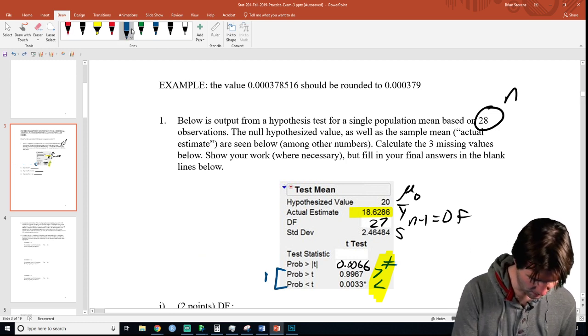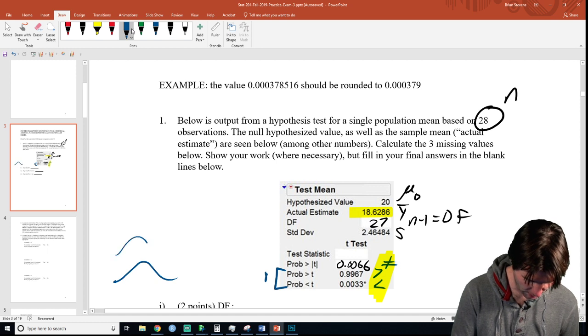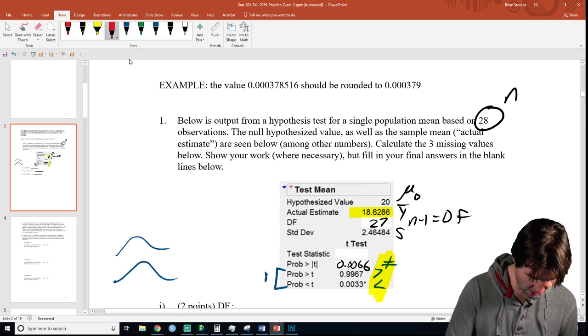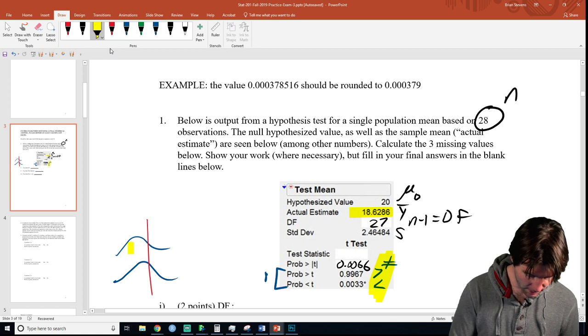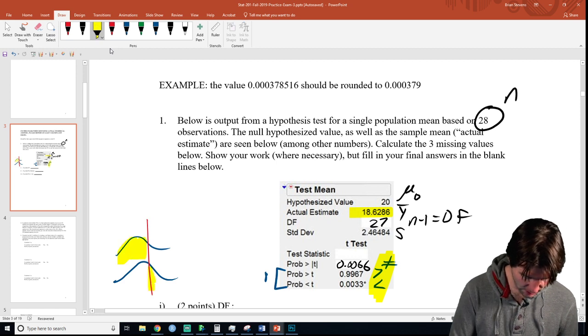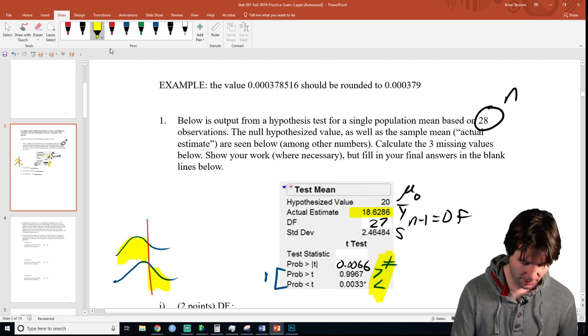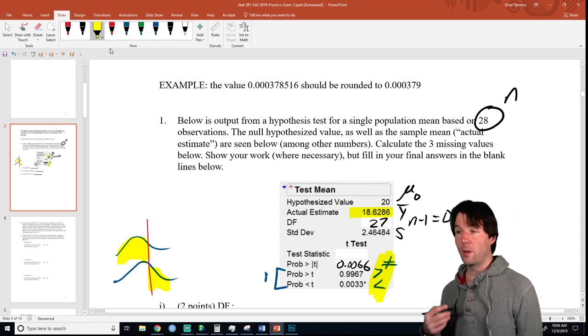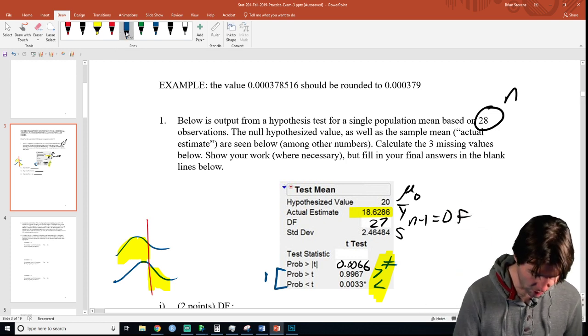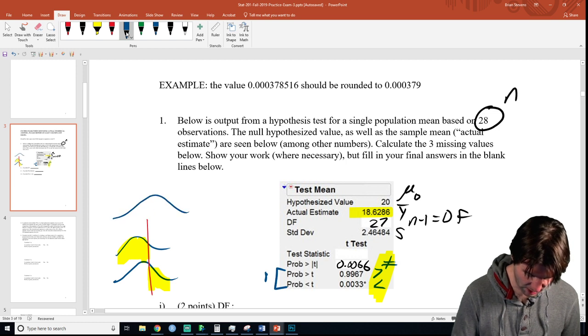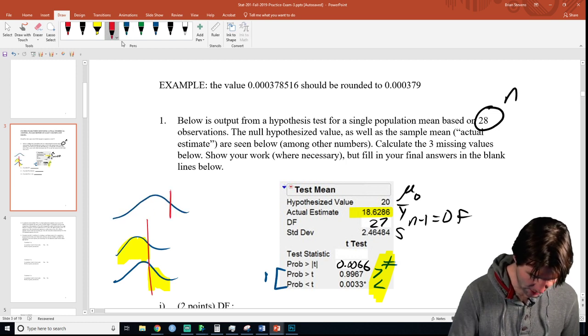I like to draw them this way. Go here and go here. If you were to put a line right there, then the area below it and the area above it should add up to 100%. Then the way we do the two-tailed test is you simply take where that line was at and you reflect it on the other side.